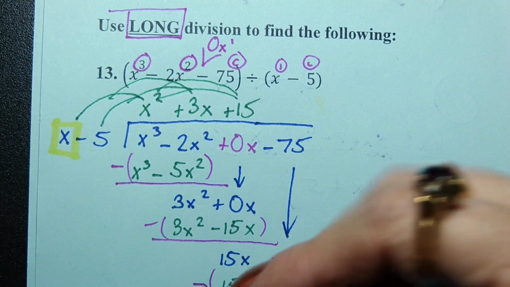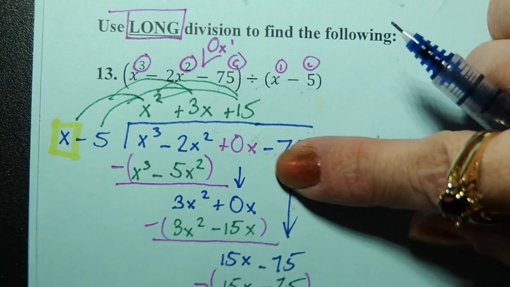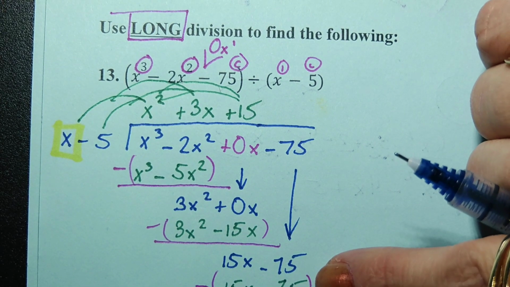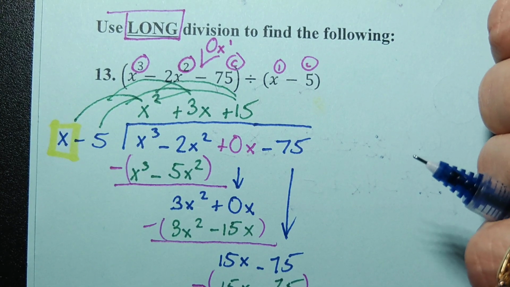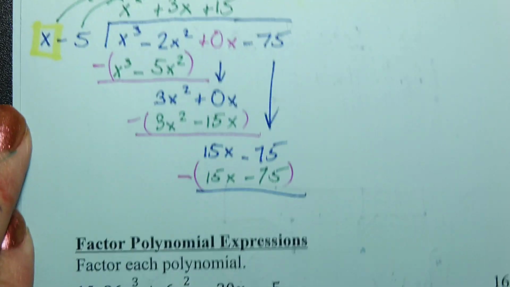And folks, look me in the eyes. I will be so sad if this happens, but sometimes students are just killing it on a problem like this and they will blow the very last line. So be very explicit with your signs, with your subtracting the whole way through, but it's very tempting to rush once you get close to the end.